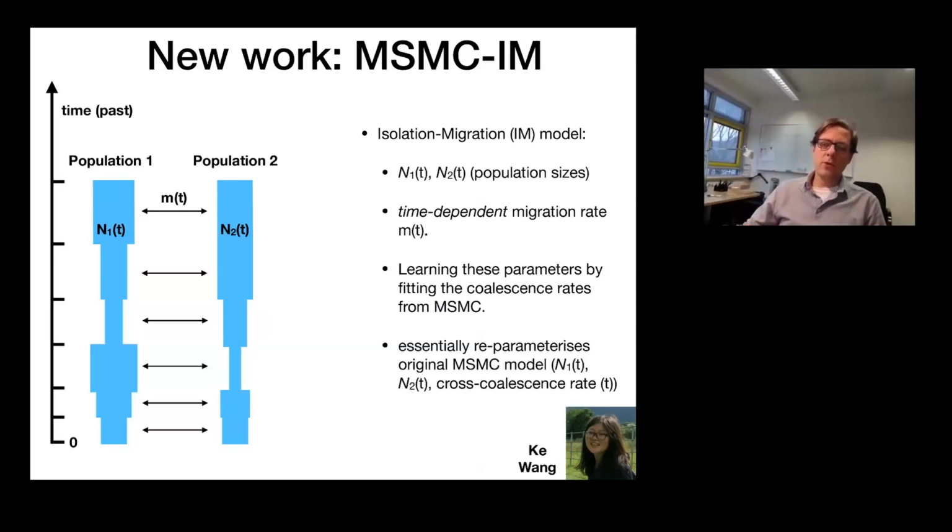So we have two isolated populations. We act as if we analyze two different populations, both of them live on an island, and they can exchange migrants over time as you go back, and the migration rate changes through time. And now we want to infer that change in migration rate through time.